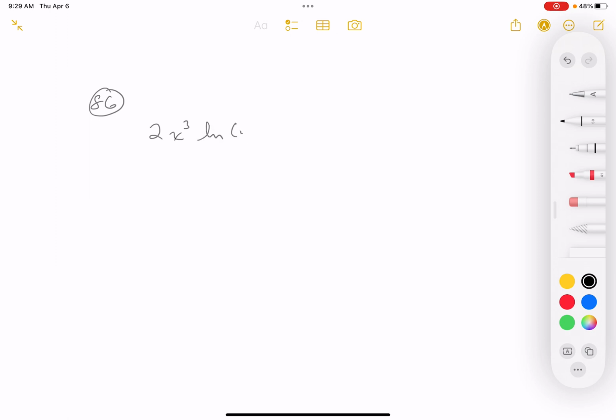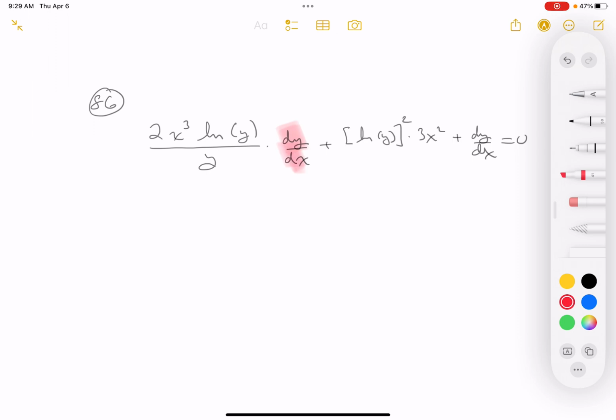This is the natural log of y over y, and then I see a dy dx in it, and then I see the natural log of y being squared times 3x squared. Then I see dy dx, and that is equal to 0. And they want me to solve this for this thing again, this thing dy dx.